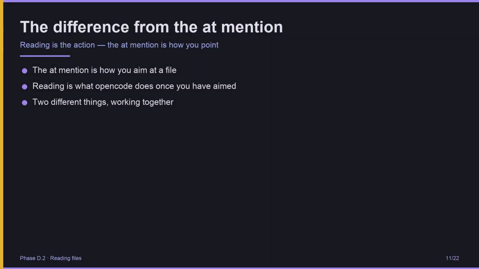Let me clear up something that trips people up. In an earlier lesson, you learned about the @mention, the way you point OpenCode at a specific file. Pointing and reading are two different things. The @mention is how you aim. Reading is what OpenCode does once you have aimed. They work together, but they are not the same step, and knowing the difference keeps things clear and tidy in your head.